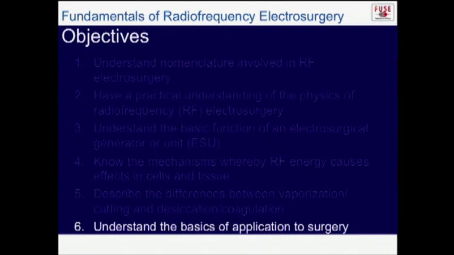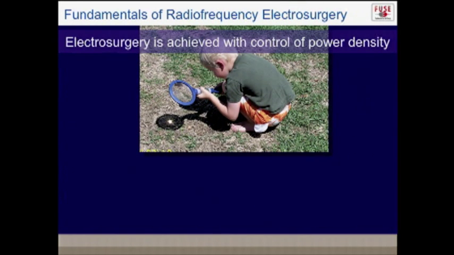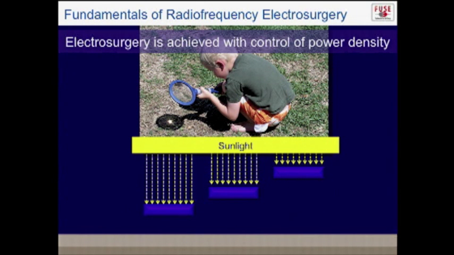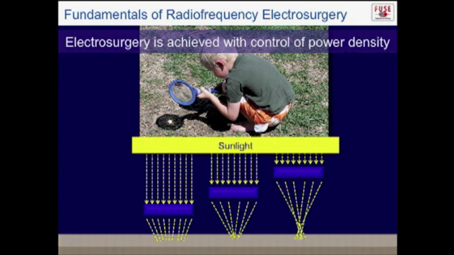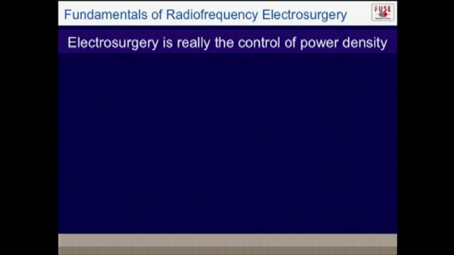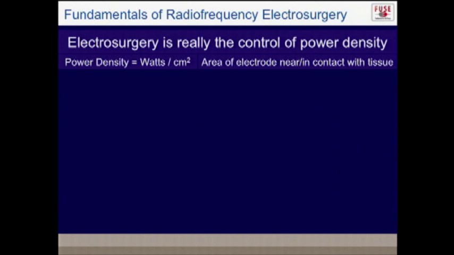So let's look at applications to surgery. Now, most of us as little girls or little boys spent some time in the backyard with a magnifying glass, and we took that energy from the sun and focused it on a piece of wood and carved our girlfriend's name by focusing that energy until it would burn. This is what you're doing with electrosurgery. It's really the control of power density. Power density is watts per centimeter squared, so the area of the electrode near to or in contact with the tissue is really what determines the tissue effect.